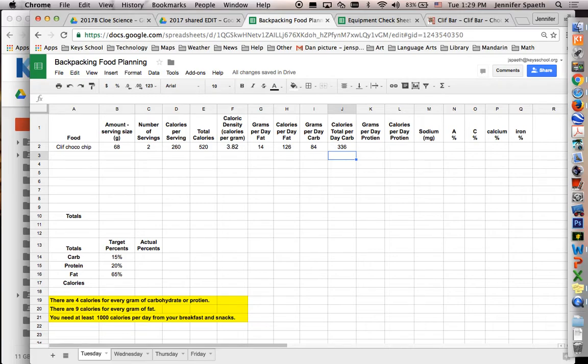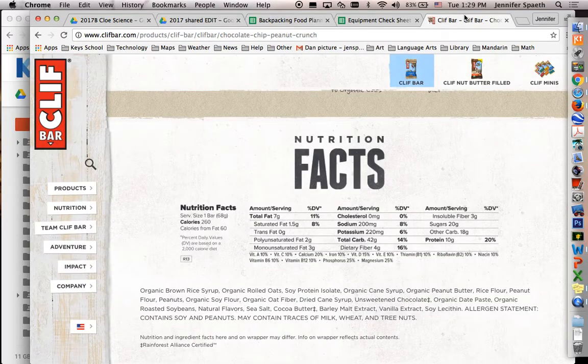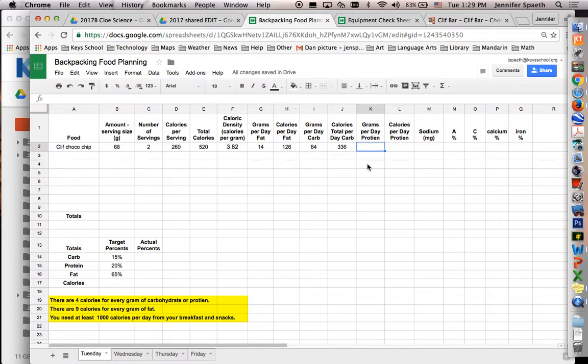That's got to be right. Oh, no, that's right. Yep. Okay, and then protein. So then we'll flip over here until protein. You're kind of getting the hang of it. It's 10 grams of protein. That's pretty good. So I'm going to say equals 10 times 2, right, of protein. And then calories, we're going to say equals this times 4.